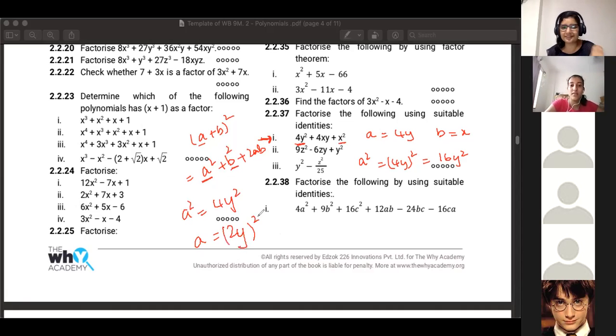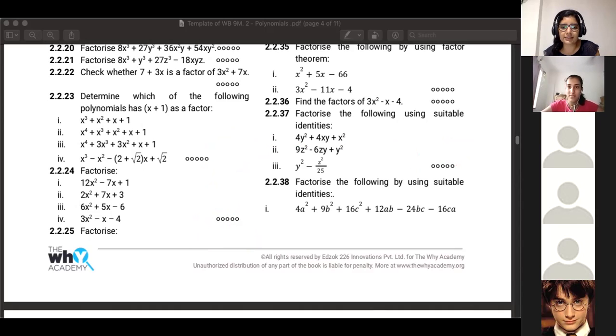Yeah, so don't just jump onto it. 2y whole square gives you 4y square. That means the value of a is 2y. It won't be 4y. Okay, ma'am. Silly mistakes. Don't just jump to the first thought that you get. Be a little careful there. Okay. Ashka, got it? Yes. The second one. Swayam, which identity will you use for this to factorize it?